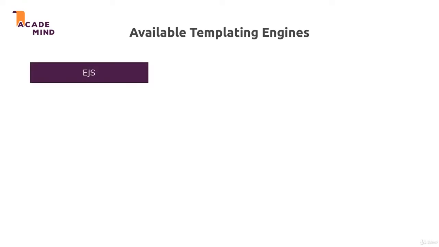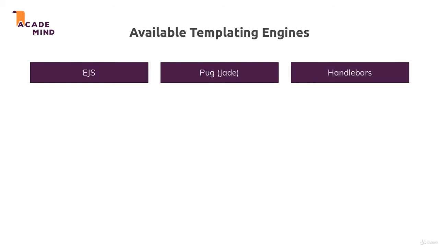We got EJS, Pug, formerly named Jade, and Handlebars. Now these are three templating engines that use a different syntax and different set of features, different philosophies that you can use to, well, create these templates, inject your dynamic content, and get HTML files out of them. Here's a very brief look at how their syntax looks like, but I will also present all three of them in this module. EJS looks something like this.